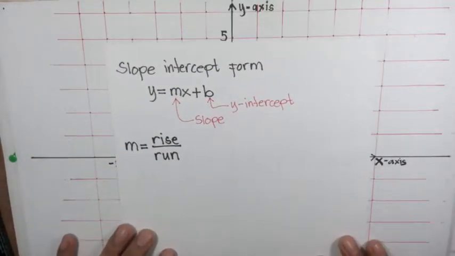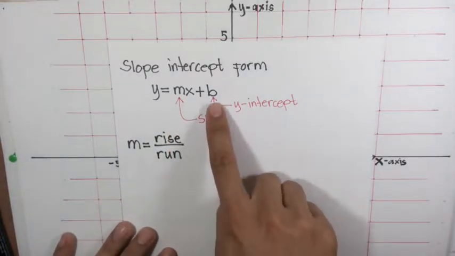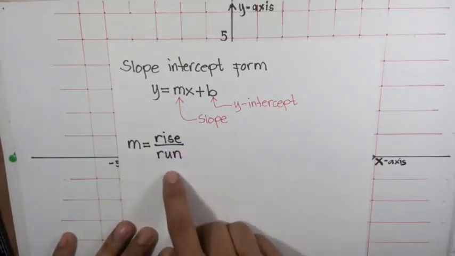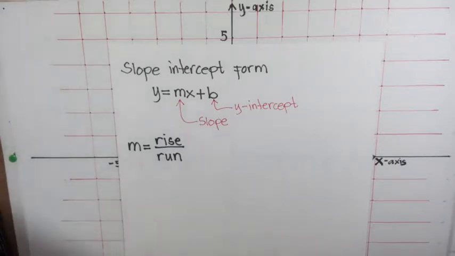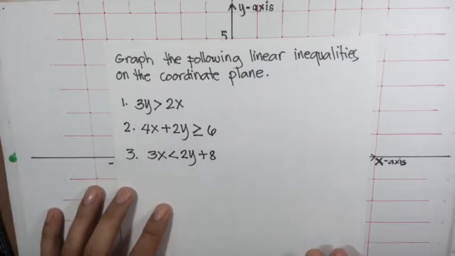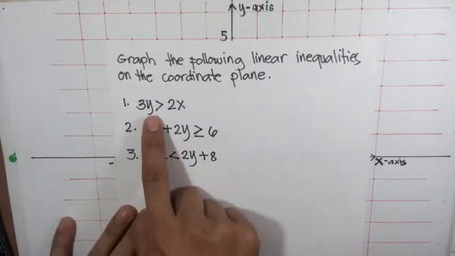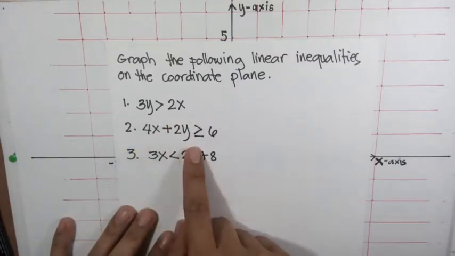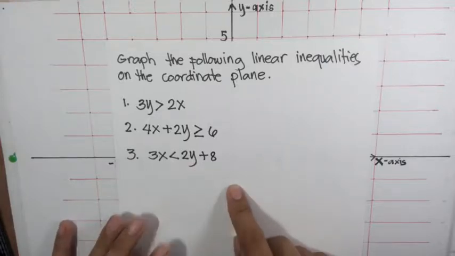The slope-intercept form is y equals mx plus b, where m is the slope and b is the y-intercept. When you talk about slope, slope is the rise over run. Now, let's go to the problems that we are going to graph. The linear inequalities that we are going to graph, I have three here. The first one is 3y is greater than 2x. Second is 4x plus 2y is greater than or equal to 6. And the third one is 3x is less than 2y plus 8.